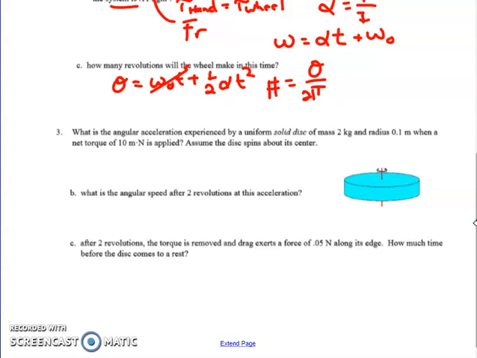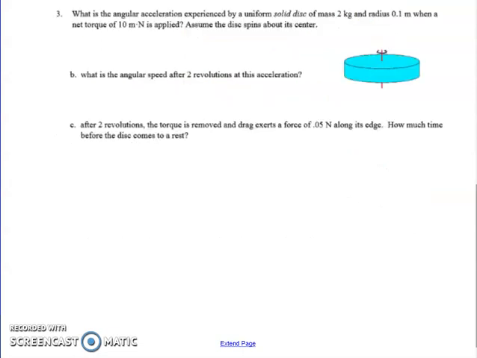Number 3 with the potter's wheel. All right, we want angular acceleration. We've got a solid disk, so we've got to look up its moment of inertia. We've got a mass, we've got a radius, and then we have a torque. Okay, we assume it spins about its center. So angular acceleration is tau over I, second law. And we want to use the equation I is 1/2 m r squared. Okay, that should be pretty straightforward from there.